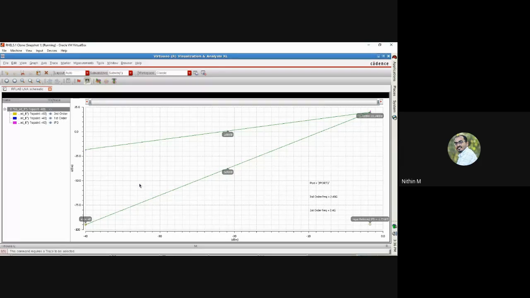So this is how we get the value of IP3 through the simulator Cadence, right? I hope you understood the method by which we arrived at this value. Now we will go back to the question. I hope some of you have solved the question. So we'll just see the answer for that before we wind up today's session.